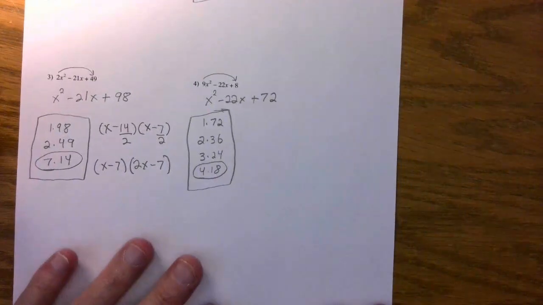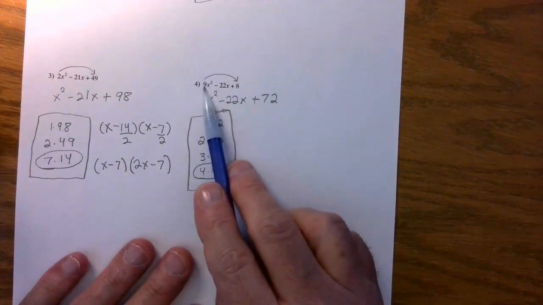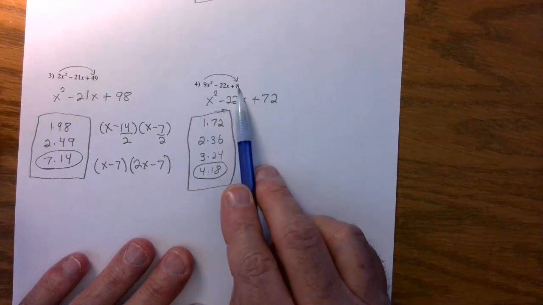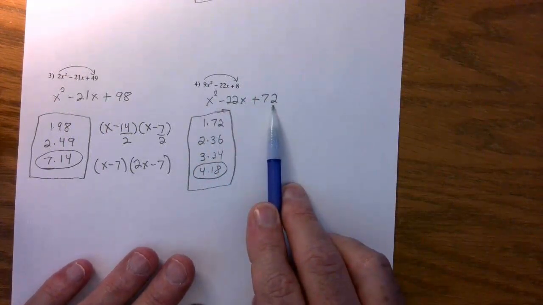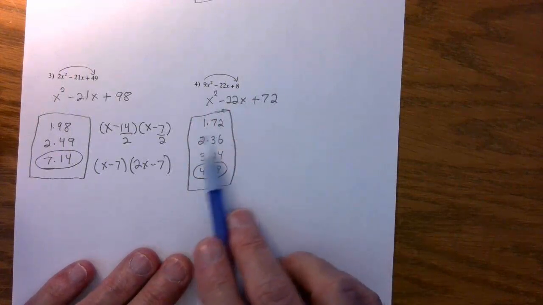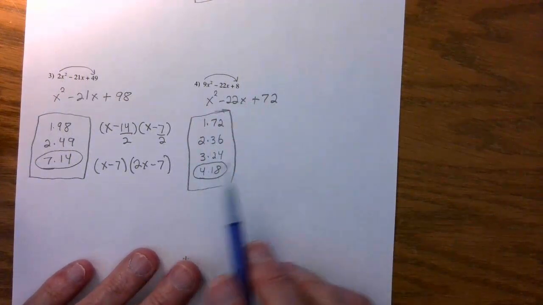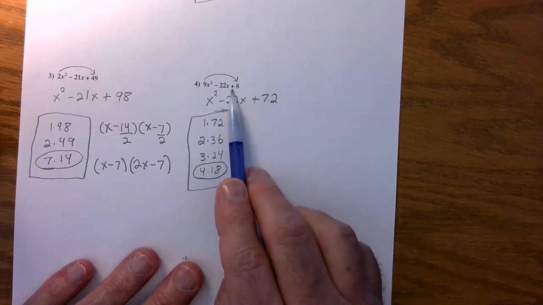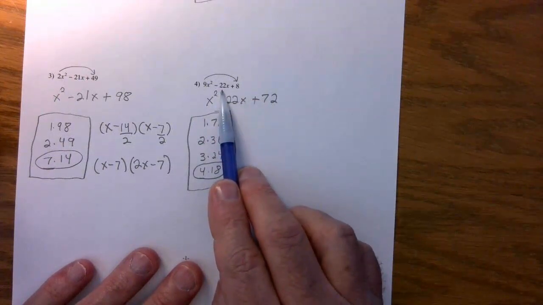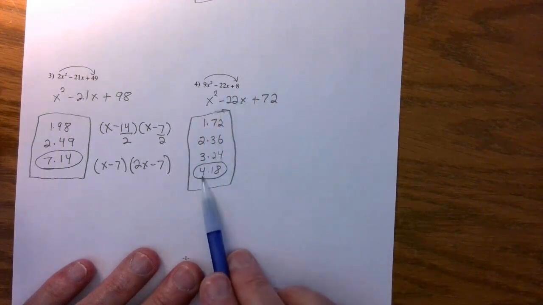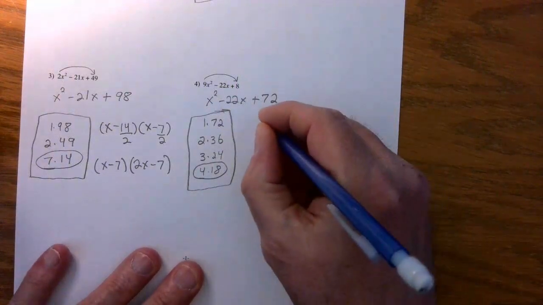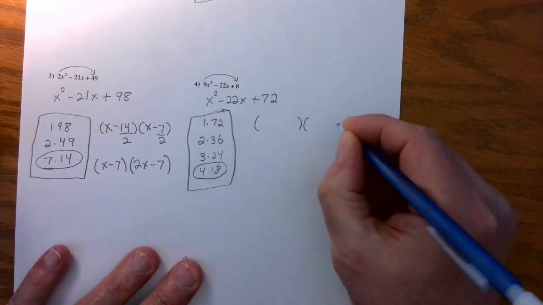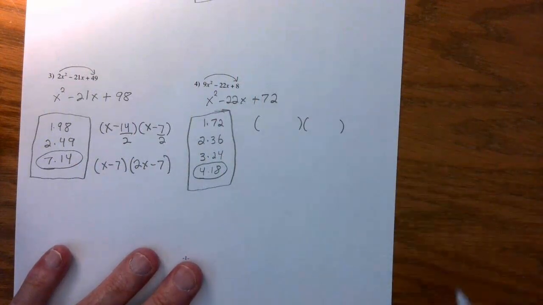All right, number 4. This one's got a 9 in the front. Slide it back times the 8. So write it like this. This becomes 72. So factor the 72 into factored pairs. Looking for two numbers that when you add them up, you get 22. Well, that's 4 and 18. I just kept going until I found it. And guys, once you find it, you're done. If you see it right away, just use it.